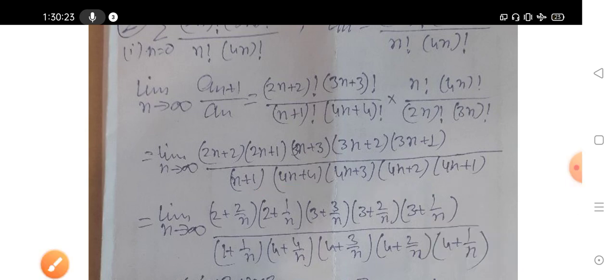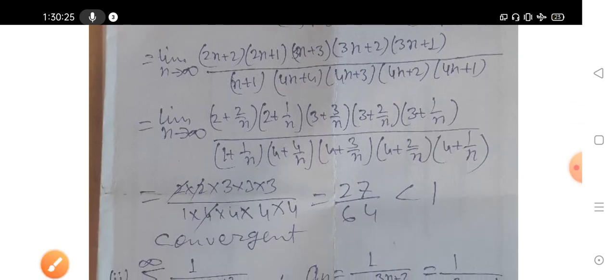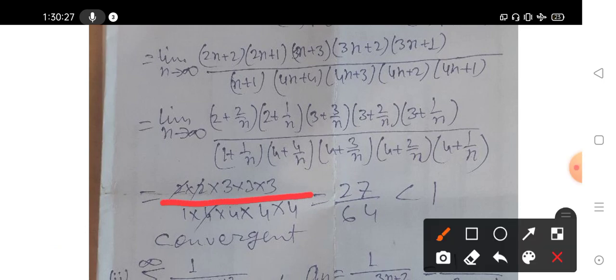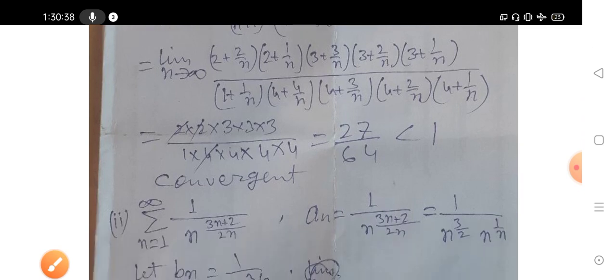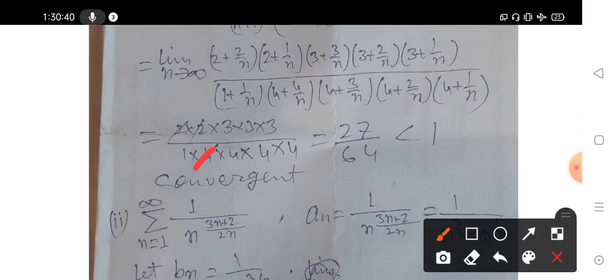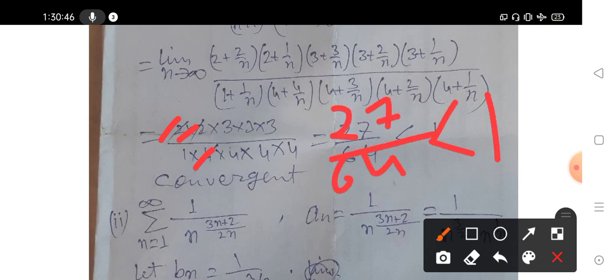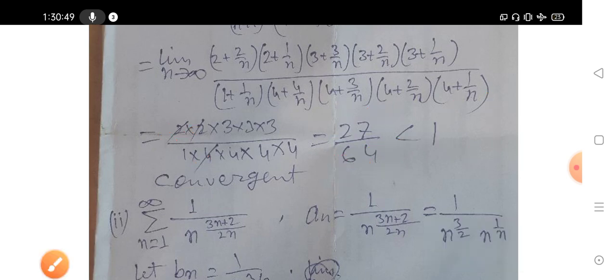Finally, 2 into 2 into 3 into 3 as n tends to infinity, upon 4 into 4 into 4 into 4. Cancelling, finally we get 27 by 64, which is less than 1. Therefore this series is convergent.